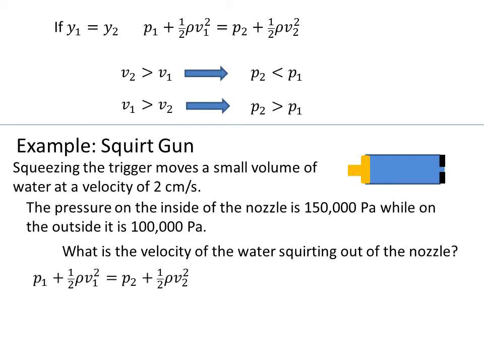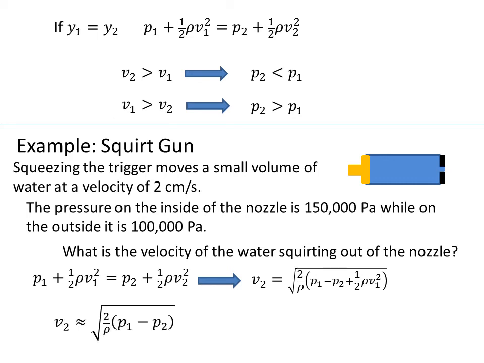Well, we use our equation from above for a horizontal pipe. And then we go ahead and solve for V2. And that's equal to 2 over rho, the density, times P1 minus P2, the difference in the pressure, plus 1/2 rho V1 squared, the velocity that the trigger moves the cylinder. And then that whole thing is square rooted. The final term is rather small because the velocity V1 is small.